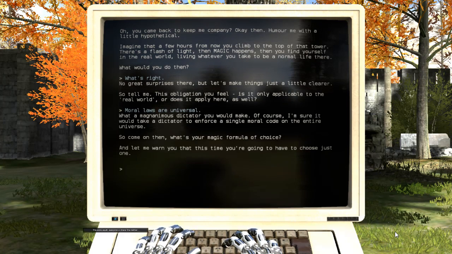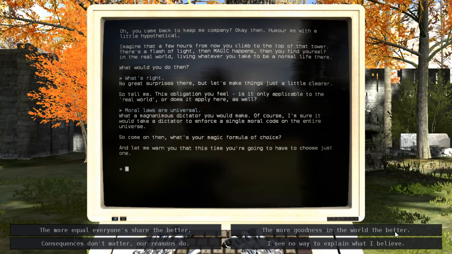We'll go altruistic. What a magnanimous dictator you would make. Of course, I'm sure it would take a dictator to enforce a single moral code on the entire universe. So come on then, what's your magic formula of choice? And let me warn you that this time, you're going to have to choose just one.